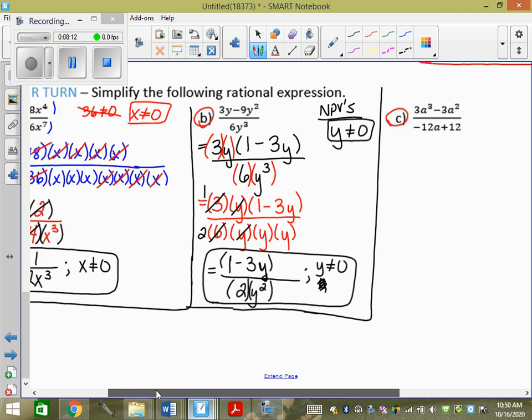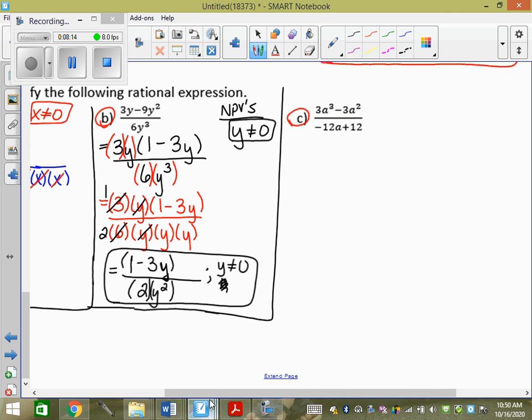C. What can we do to the top on C? Take out 3a squared. 3a cubed, take away 3a squared. What's left? A 1 and an a. Do I need the 1 if I have the a? Do I have to go 1a, or could I just write a? I could just write a. I can write 1a. Both of those options are correct.